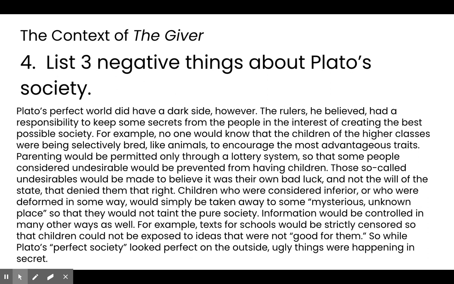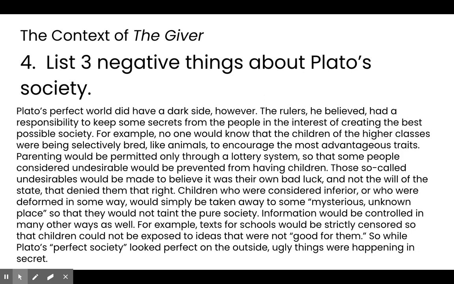advantageous traits. Parenting would be permitted only through a lottery system, so that some people considered undesirable would be prevented from having children. Those so-called undesirables would be made to believe it was their own bad luck and not the will of the state that denied them that right. Children who were considered inferior or who were deformed in some way would simply be taken away to some mysterious unknown place so that they would not taint the pure society.